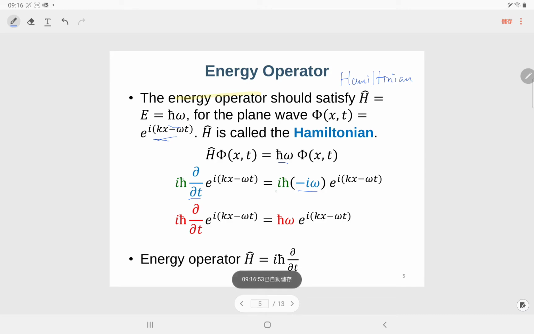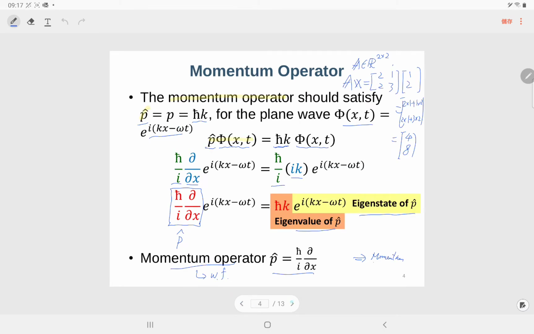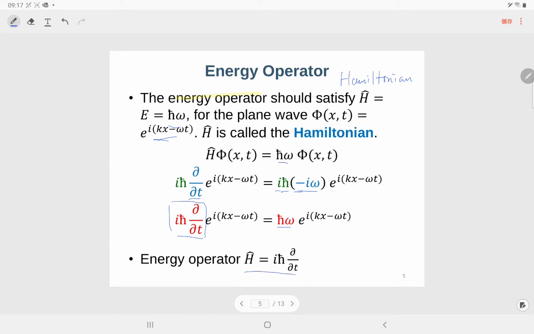So we try to multiply it by i. So i squared will be minus 1, and together with this will be positive 1. And then we additionally multiply by h bar, so that finally it becomes h bar omega. And then we define this to be the energy operator, the Hamiltonian. Similar to the case for the momentum operator. So now we have the momentum operator, and we also have the energy operator.